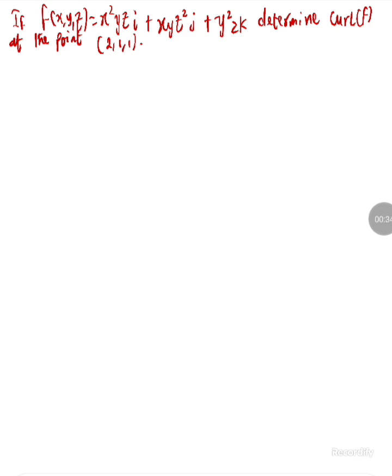So, the question before us is: if F of x, y, z equals x squared y z i plus x y z squared j plus y squared z k, we have to determine the curl of F at the point (2, 1, 1). That is the problem we want to solve today.